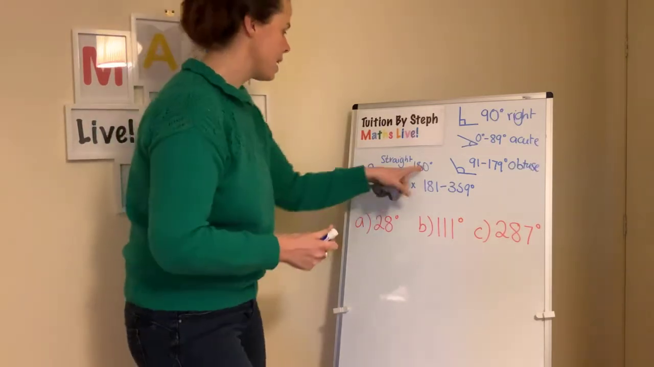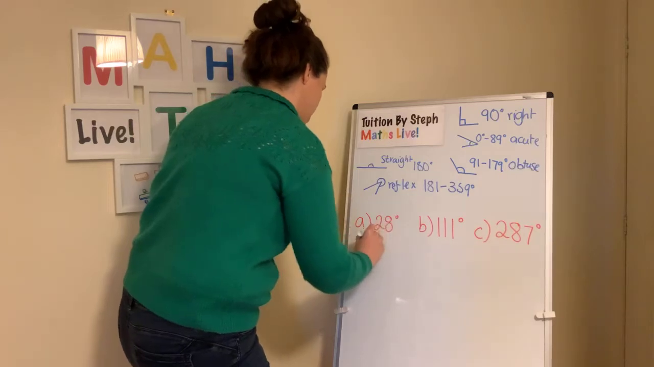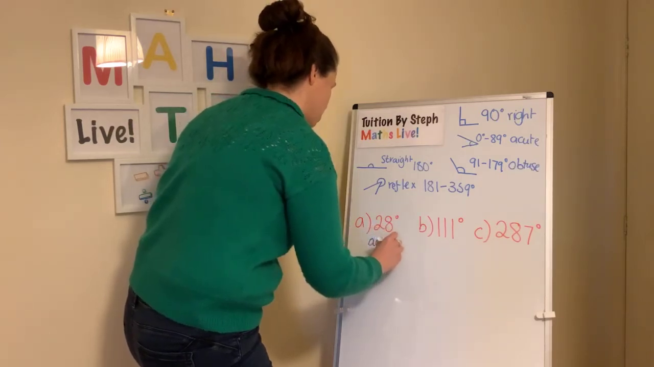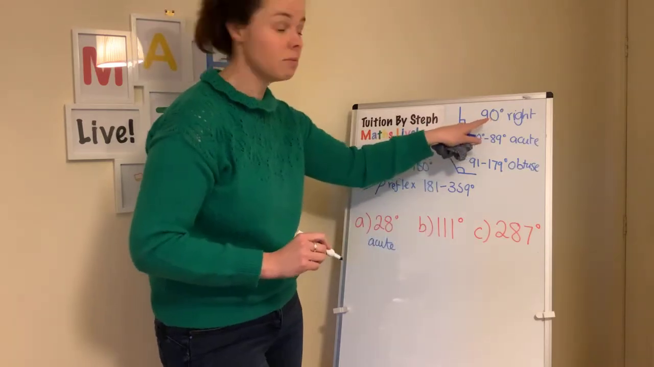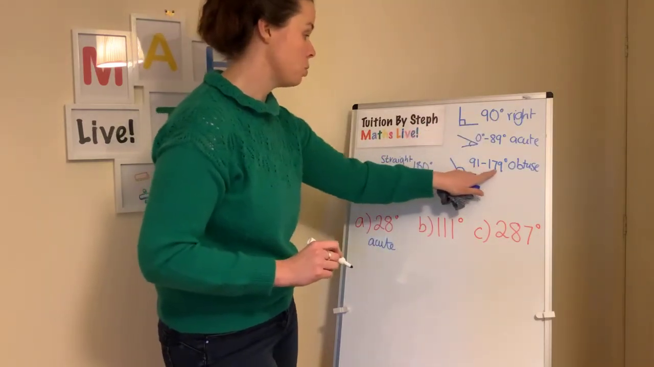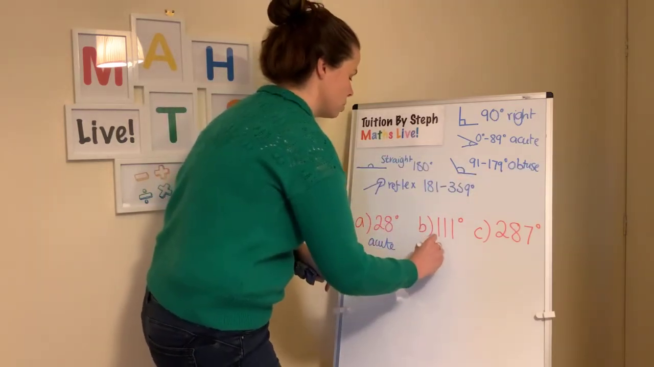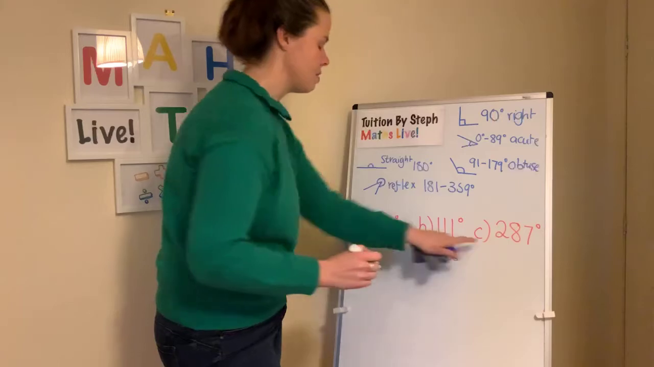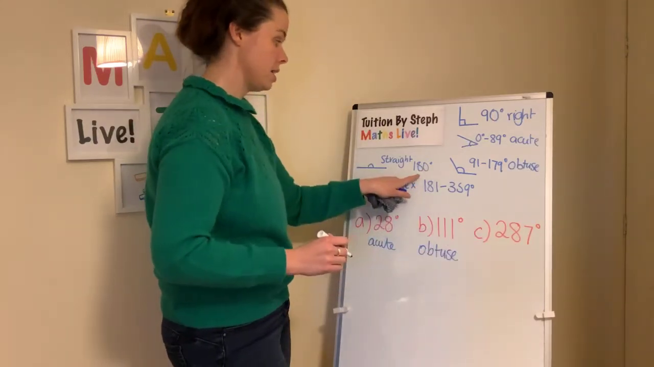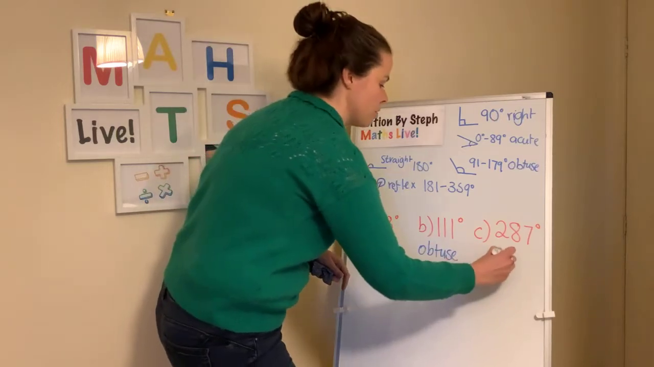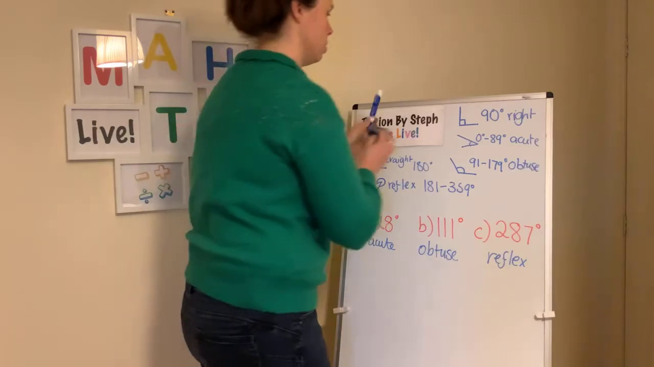So, 28, which one does this fall in between? It's acute. So, it's an acute angle. 111, what's bigger than a right angle? It's between 91 and 179, so this is obtuse. And the last one, 287, that's bigger than a straight line, so it must be a reflex angle. Well done if you got those.